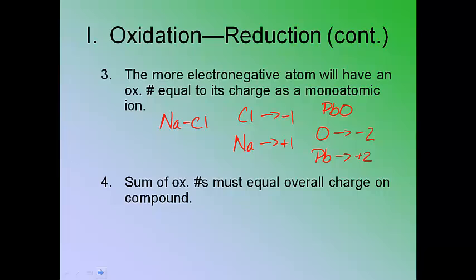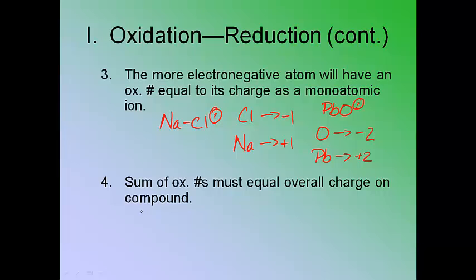And then the last rule, and this explains how I got the sodium and the lead, is the sum of the oxidation numbers must equal the overall charge on the compound. So if you look at the overall charge on sodium chloride, it is 0 because there's no charge up here. And the same thing with lead. There's no overall charge like a polyatomic ion would have. Therefore, the overall charge must be 0. So once I knew one, I could balance it out.